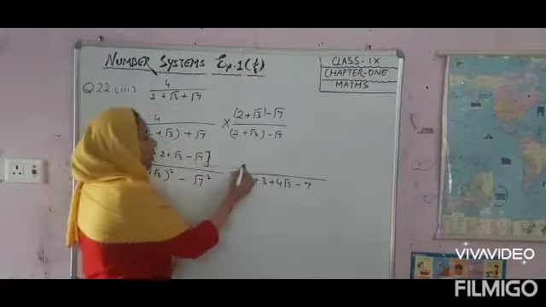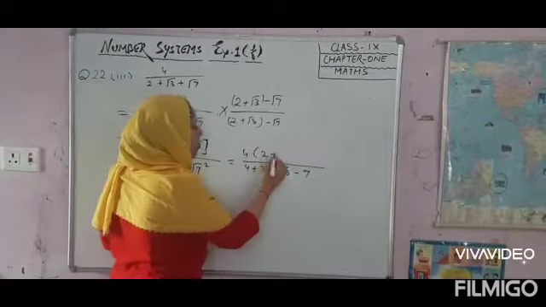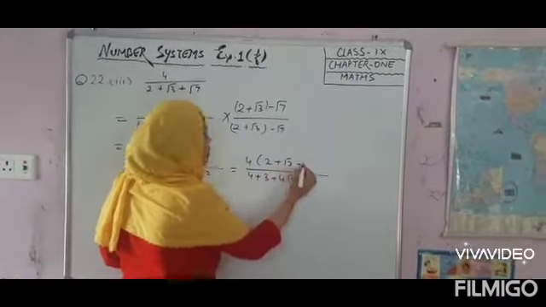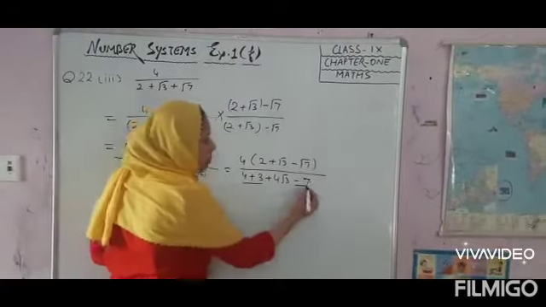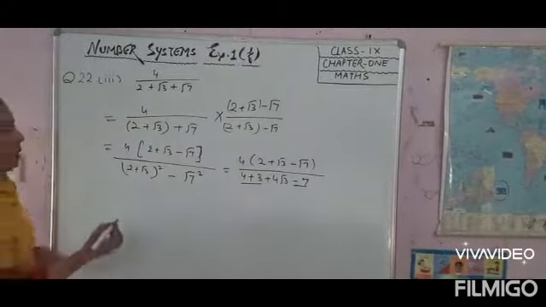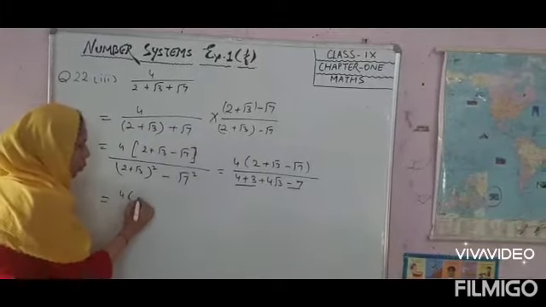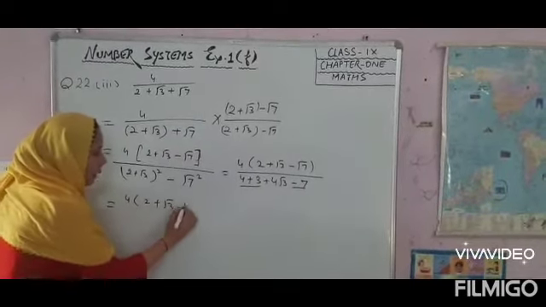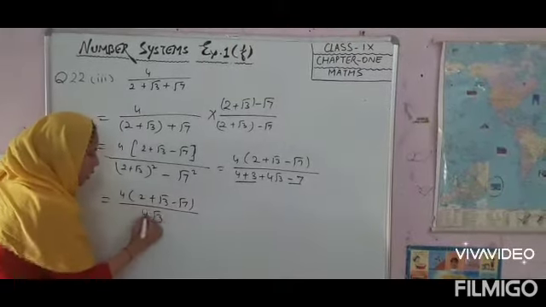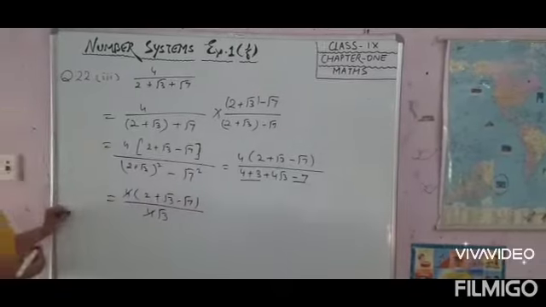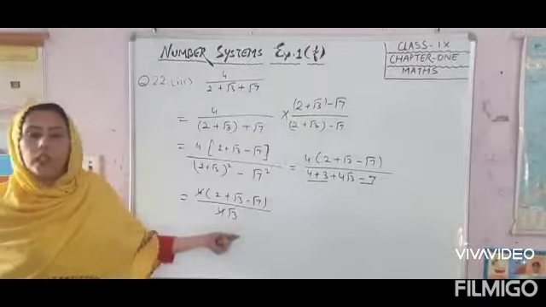In numerator we will write as it is 4 into 2 plus root 3 minus root 7. 4 plus 3 is 7 and this is minus 7. They both will cancel with each other. So you will get in numerator 4 into 2 plus root 3 minus root 7 upon 4 root 3. So 4 se 4 cancel. Now again we are getting root 3 in denominator. That means it is not fully rationalized.